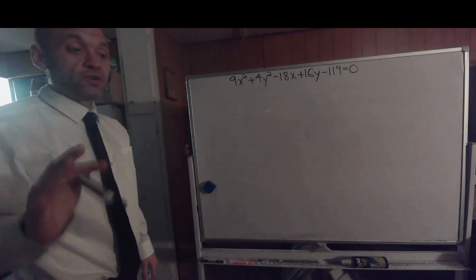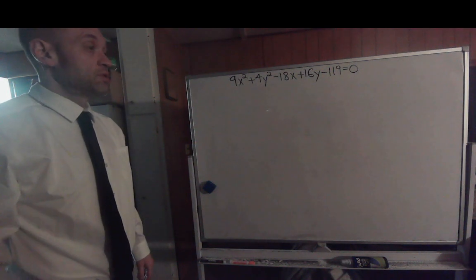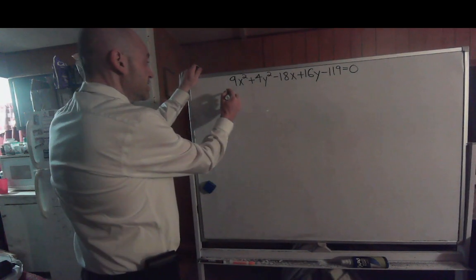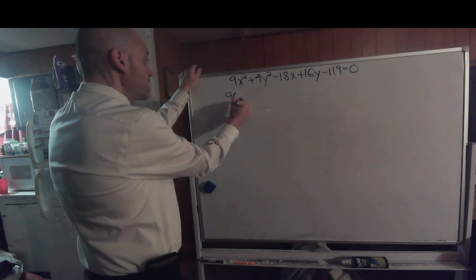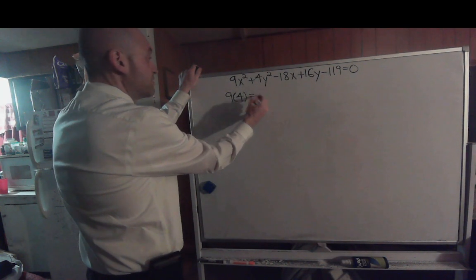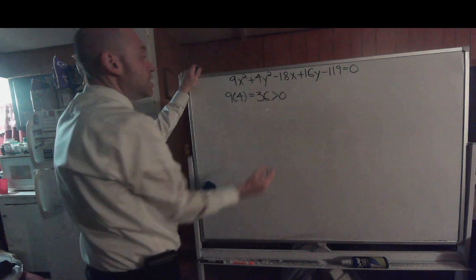We want to first establish what type of conic section this is. Notice the coefficient on my x squared is 9, and the coefficient on my y squared is 4. If I multiply them, I get a value of 36, which is greater than 0.